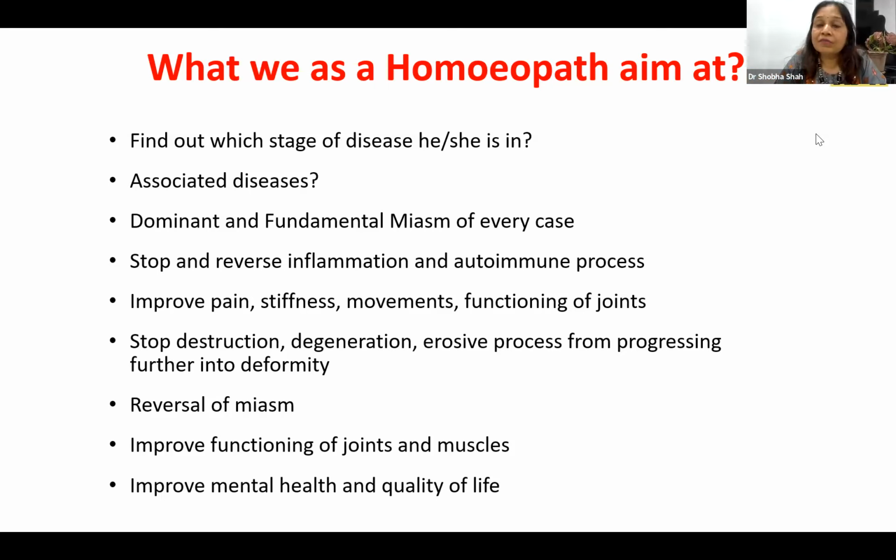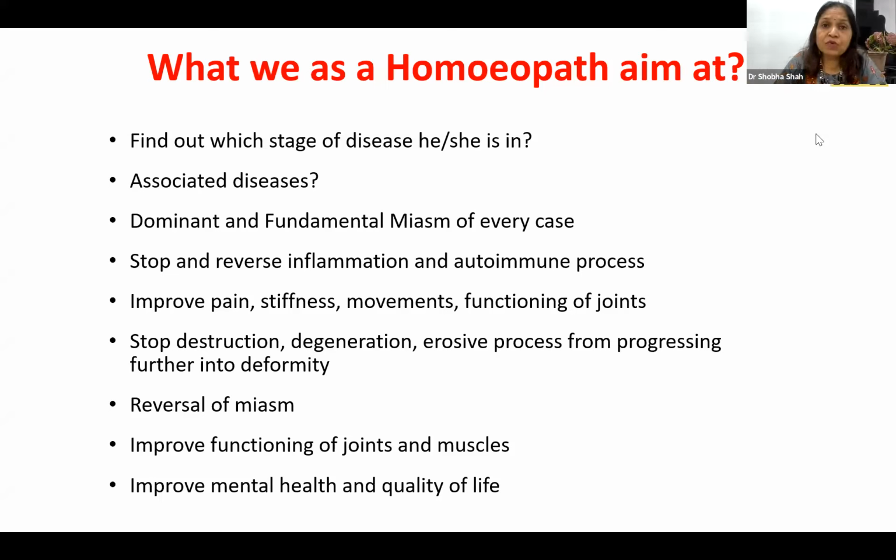Fundamental miasm, we can find out from the family history, whether they have a family history of rheumatic disorders in their families. Because if they have a family history, then the recovery is a little slower and it gets a little difficult. But if there is no fundamental miasm, then it gets easier for us to approach and help the patients, and the recovery of the patient is comparatively better.